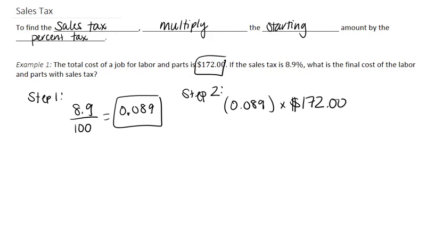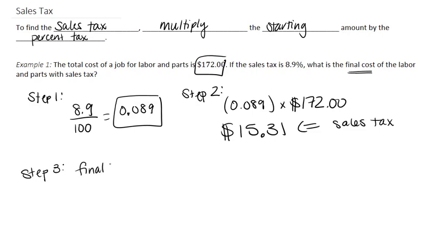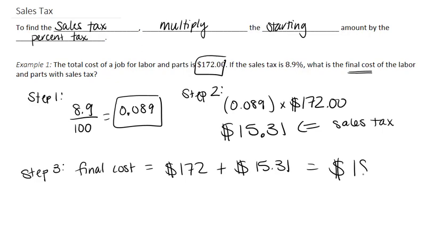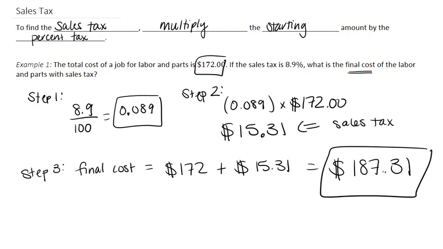So we have 15.31. So that would be the sales tax for that amount. Now our step 3 is to find the final cost. So that would equal $172 plus $15.31. So if we go ahead and just add 172, we get 187.31. So this would be our final cost.